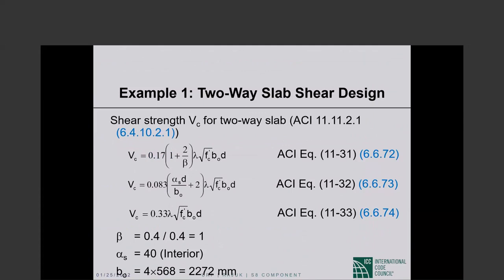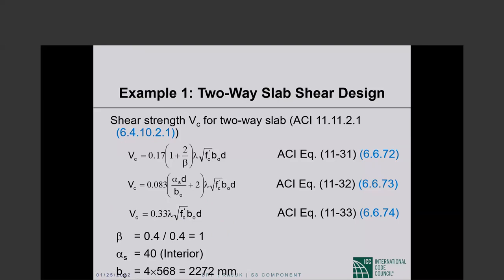How much can concrete carry, forgetting about any shear reinforcement? Okay. Three expressions. Remember, one is a function of beta, the long side to short side ratio. Another is a function of alpha sub s, which is 40 for interior columns, 30 for exterior columns, 20 for corner columns. And the third one is a straightforward 4 square root of f sub c prime. Beta in our case is 1. We have a square column. Alpha sub s, we are at an interior column. Alpha sub s is 40.